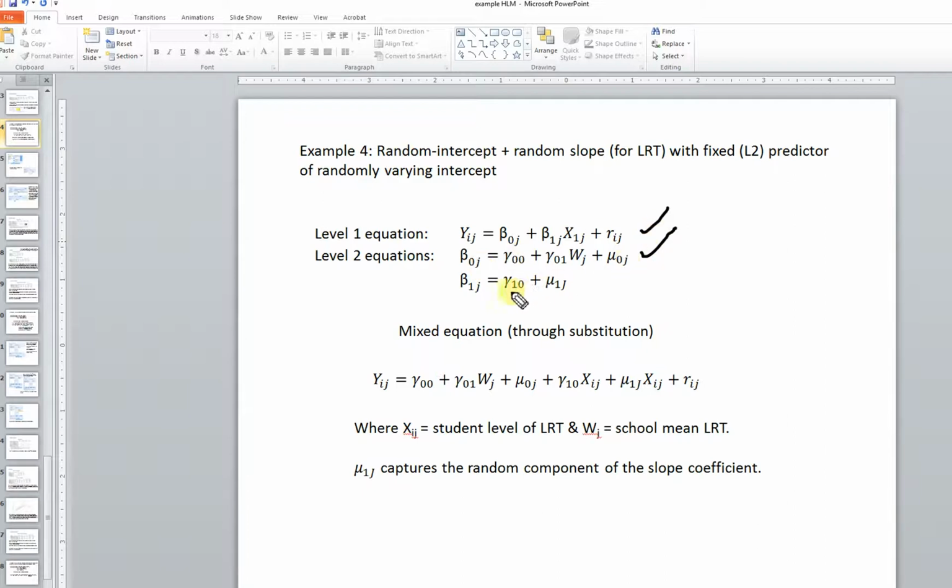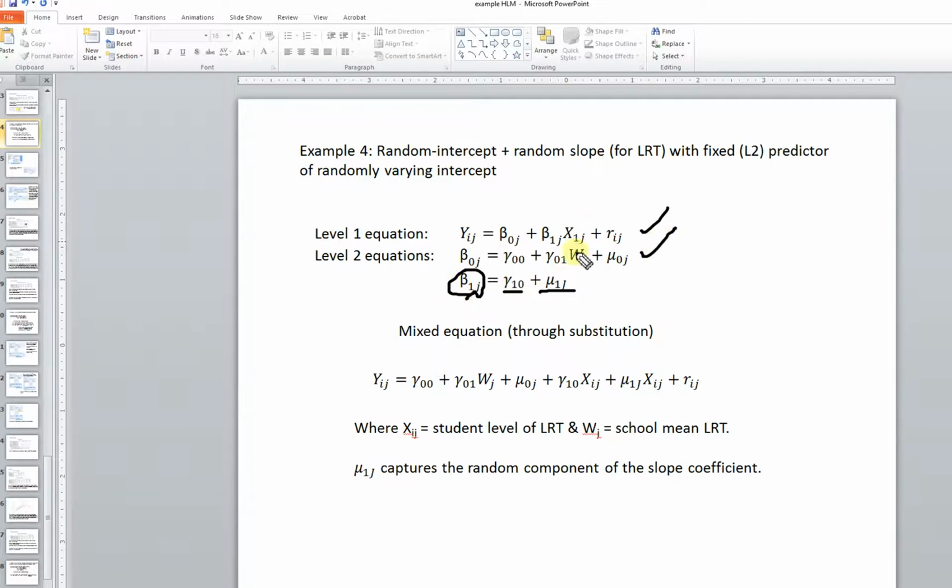We also incorporated the level 1 predictor, and we had the fixed effect right there, and we were treating that effect as being fixed across the groups. Now we're going to add in a random component right here, which is the deviation of a given group's slope from the grand mean of the slopes across the groups. So we're allowing the slope to randomly vary across the groups.